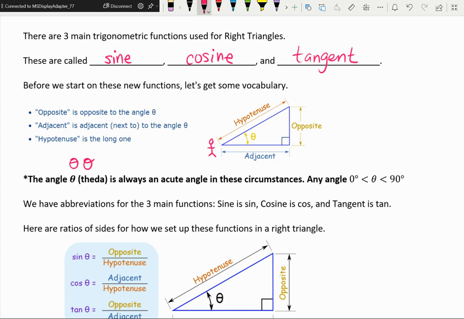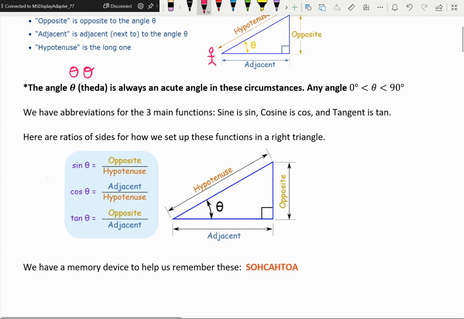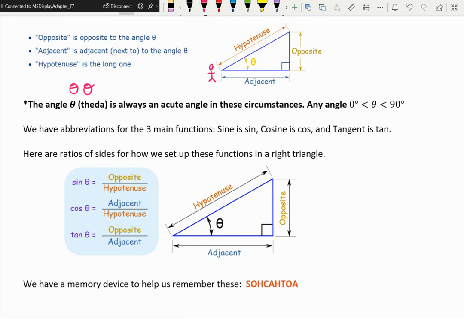Okay, so same thing here. I have abbreviations for sine, cosine, and tangent, but I'm going to use the original name and not the abbreviation when I'm talking about it. So the abbreviation for sine is SIN, but we call it sine. We don't call it sin. The abbreviation for cosine is COS, but we call it cosine. We don't call it cos. And the abbreviation for tangent is TAN. We call it tangent. We don't call it tan.